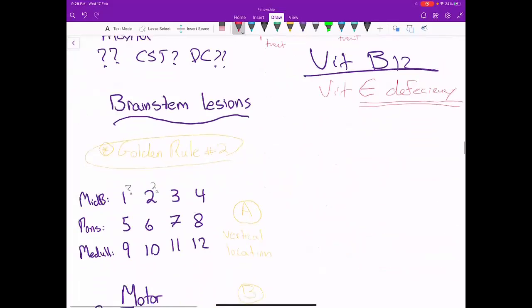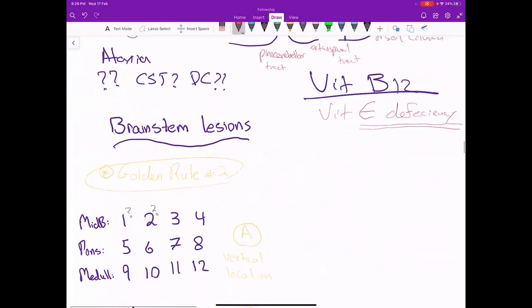So brainstem lesions. We're going to look at the golden rule number 2, and you have to memorize this. It's the rule of 4. 1, 2, 3, 4. That is in the midbrain. 5, 6, 7, 8. That is in the pons. 9, 10, 11, 12. That is in the medulla. What am I referring by these numbers? I'm always referring to the cranial nerves. Okay? So golden rule number 2 is you align these numbers to fit the 3 sections of the brainstem. And we know the sections of the brainstem. They are numerically ordered.